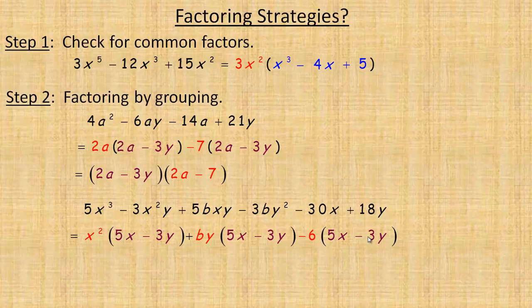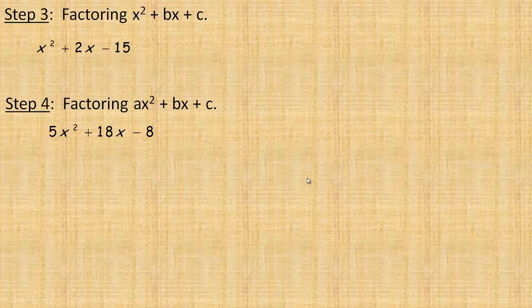Now, if those things weren't the same, then I couldn't factor it. So 5x minus 3y factors out. And of course, if we divide it out here, here, and here, what's left is the x squared plus by minus 6. So that's the other, in this case, a trinomial factor. So that's factoring by grouping. So the examples on this page are really pretty similar because it's really, really common factoring. We call it factoring by grouping when it's bigger than just a monomial, though.